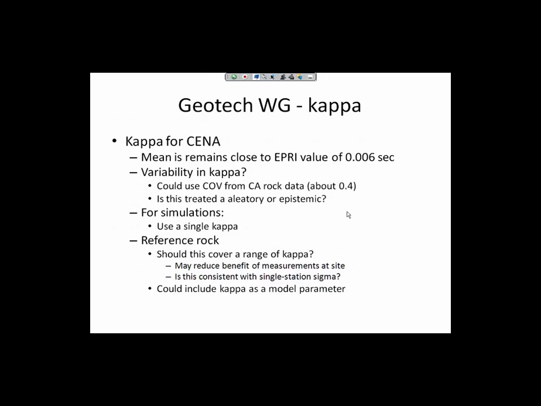We could have Kappa as a parameter of the model. So you have a reference rock calculated off of a Kappa of, say, 0.006, but in developing the GMPEs, you could have Kappa as a parameter in your predictive equation. And Bob is shaking his head no. So come on up here, Bob, and tell us why.